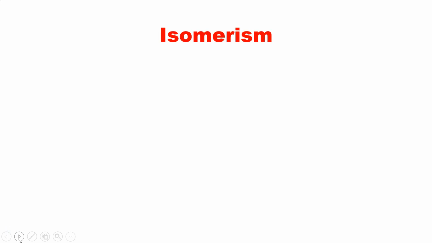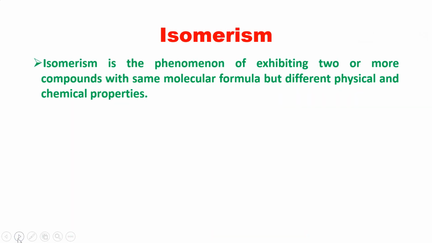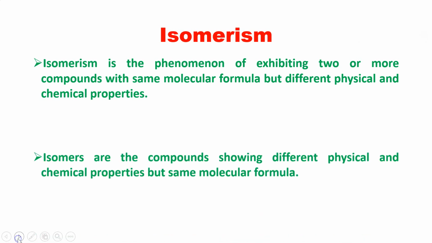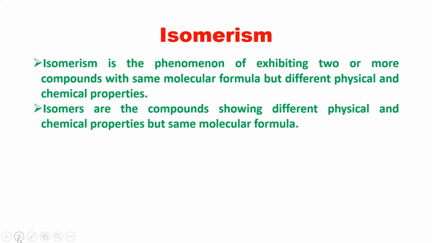Now let us see further classification, that is isomerism. Isomerism is a phenomenon of exhibiting two or more compounds with the same molecular formula but different physical and chemical properties. The molecular formula is the same but the physical and chemical properties are different. With examples we will see one by one. This isomerism is the phenomenon for isomers. So isomers are the compounds which show different physical and chemical properties but have the same molecular formula.